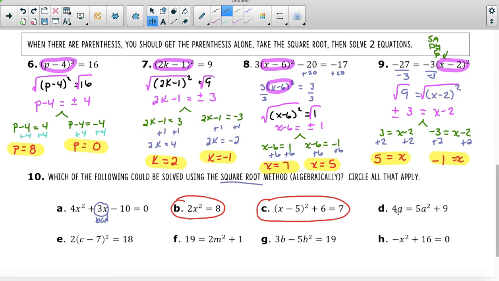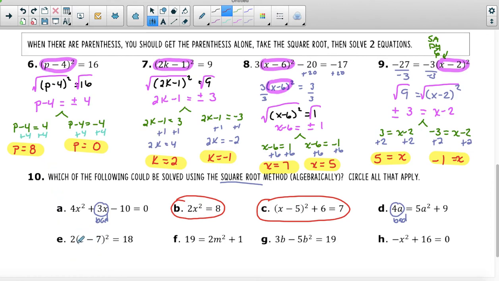On D, we have an a and an a squared. Those are two completely different types of a's. Therefore, we cannot use the square root method because of this piece right here. Because this is a completely different a than a squared, we cannot use the square root method. Again, we could potentially factor this, but we cannot solve it using the square root method.